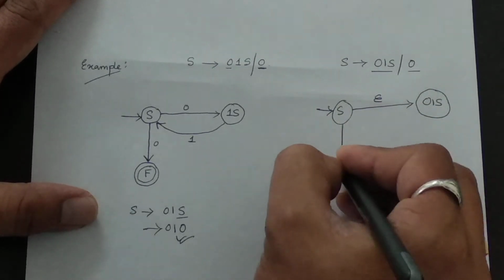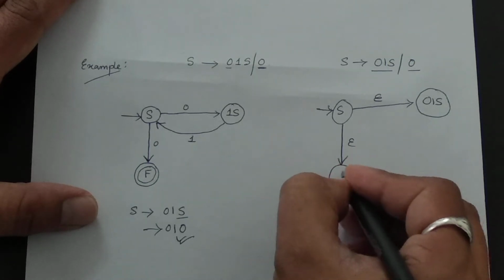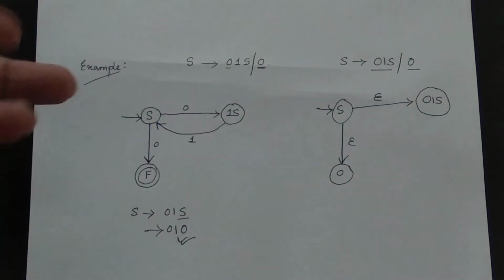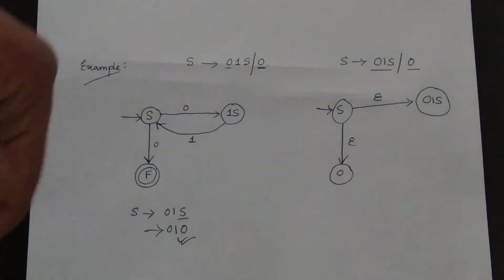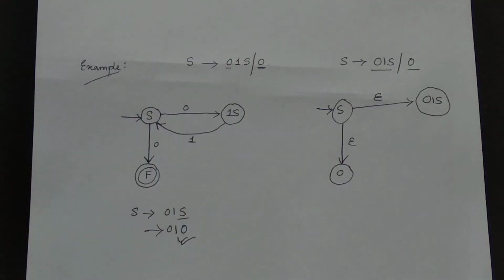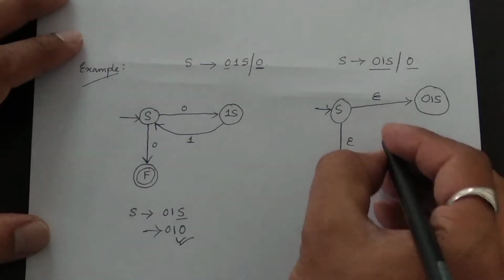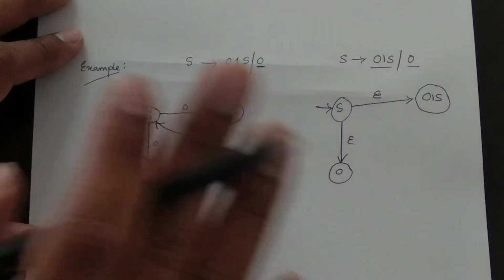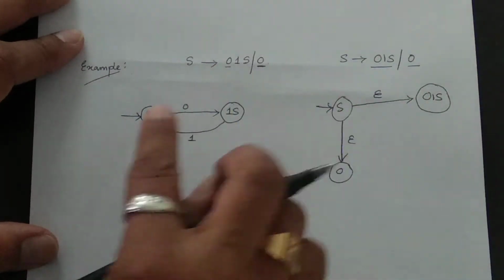And one more I will draw as epsilon to 0. This is one kind of naming. You can also name your states later on, okay? So this is one epsilon I have drawn. Now this diagram is not yet completed. Again, the same process I have to draw.